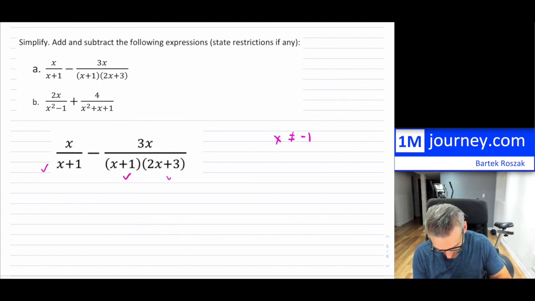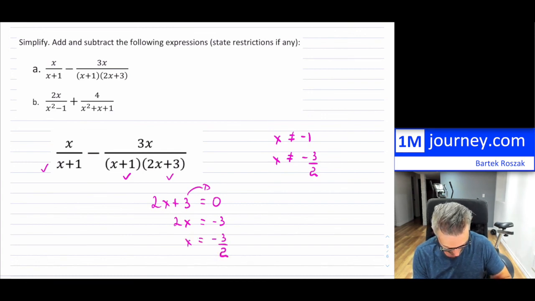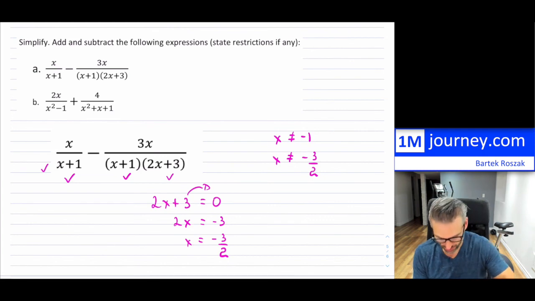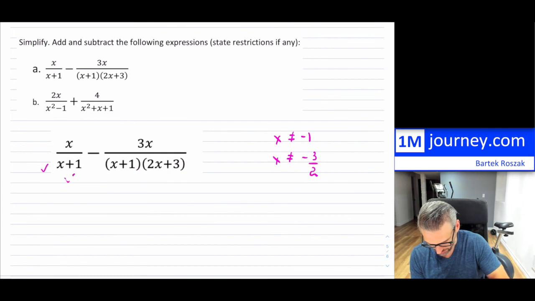And then with this one, x cannot be equal to -3/2. And that, again, comes from taking that factor, setting it to 0 and seeing. So if you bring this over, it gives me that, dividing both sides by 2. And that's how we get that. We did that over here as well. So those are my restrictions that you have. Make sure you understand those.